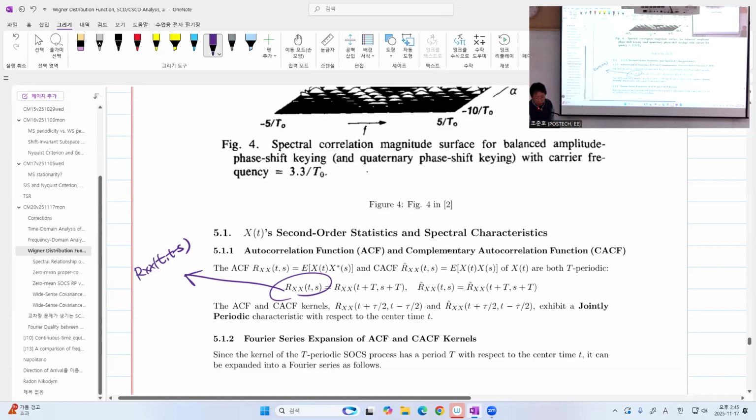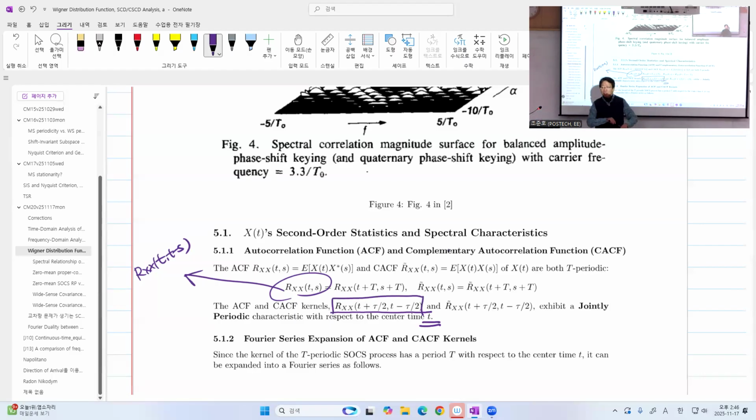But interestingly, just think about this kind of conjugate symmetric autocorrelation kernel. And you can also show that this is periodic in t with period capital T. It's not that difficult. You can show that. Okay? So this autocorrelation function and the complementary autocorrelation function can be expanded using Fourier series like this.